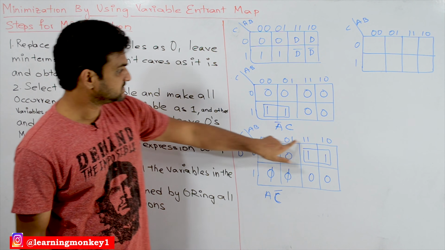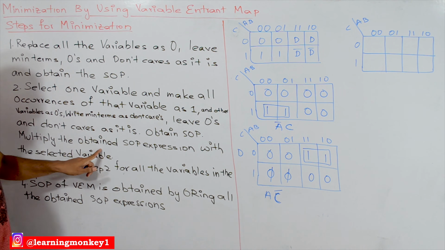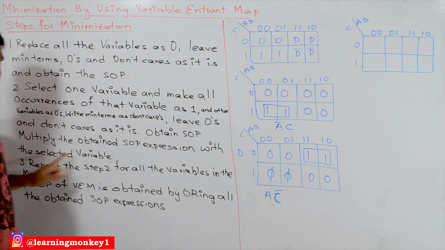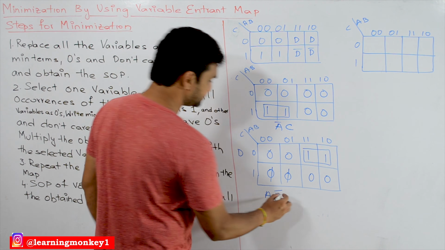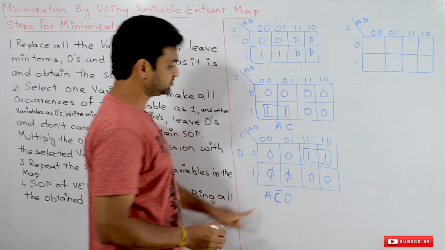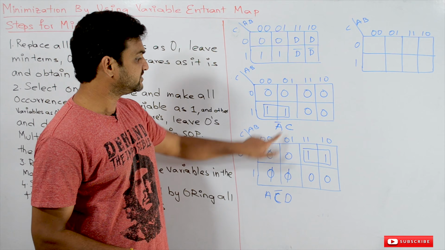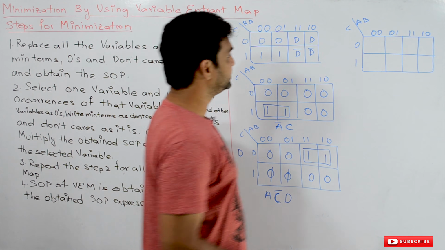So this is A C complement, and next multiply the obtained SOP expression with the selected variable. What is the variable that we have selected? It is D. So we have to multiply the obtained SOP with D. The final expression of this is going to be A complement A C complement D.